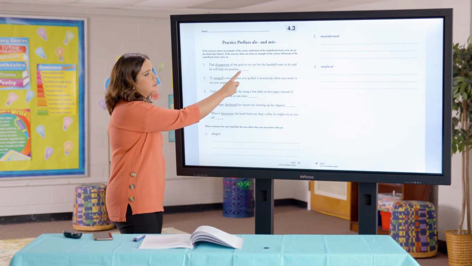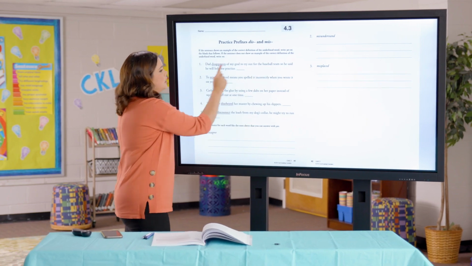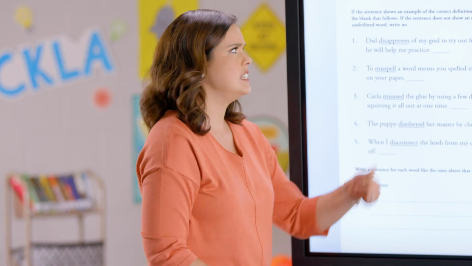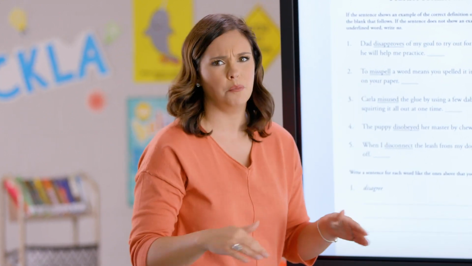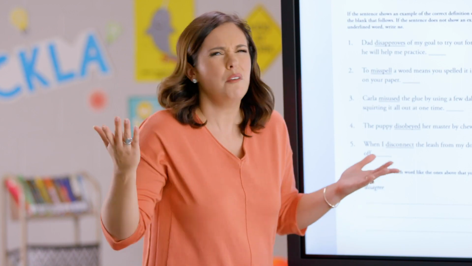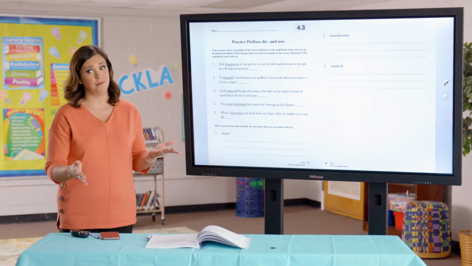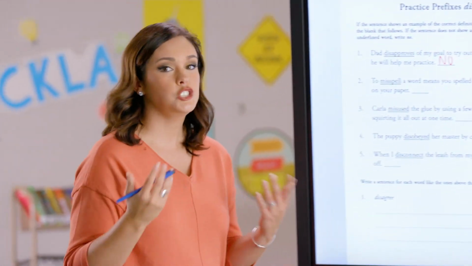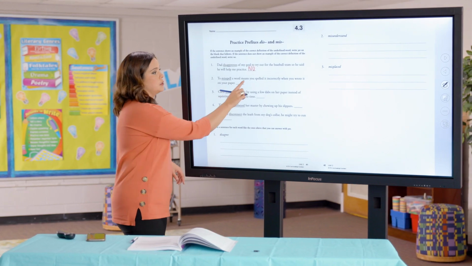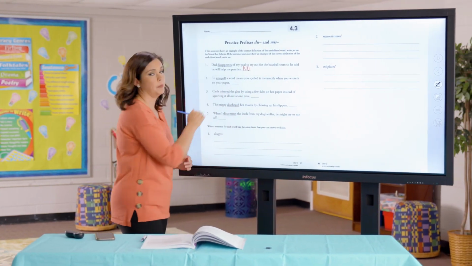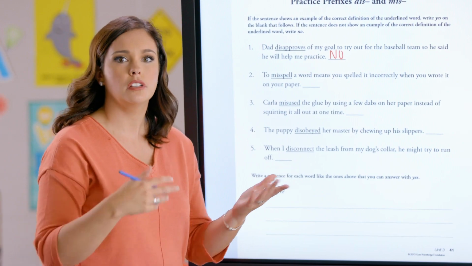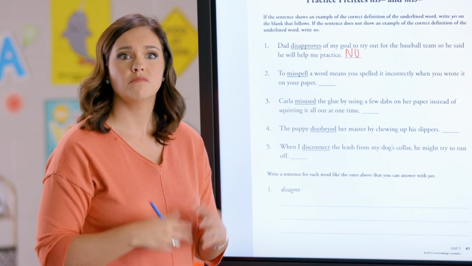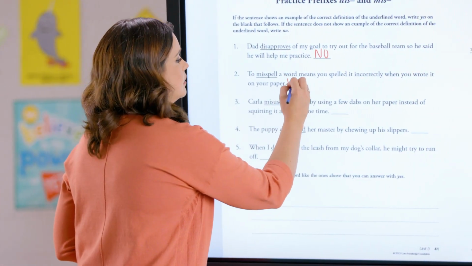Dad disapproves of my goal to try out for the baseball team, so he said he will help me practice. As a reader, I'm thinking, if he disapproved, that means he did not approve. And if he did not approve, why would he help him practice? This does not make sense. Let's try another one. To misspell a word means you spelled it incorrectly when you wrote it on your paper. Well, miss means wrong, and so if you spelled it wrongly, that's incorrectly, right? So that makes sense. Yes.